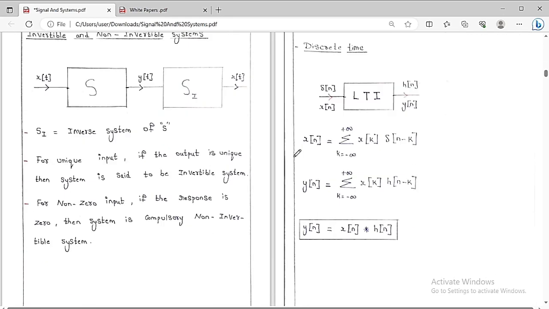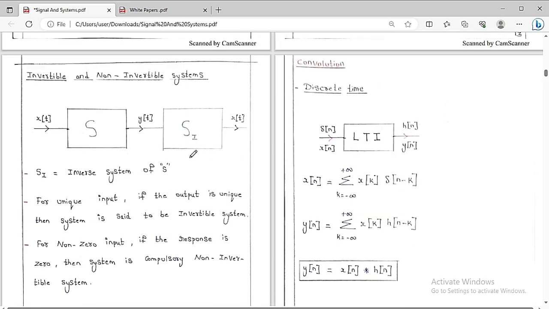There is one more system property, which is invertible and non-invertible systems. This is the last property regarding systems that we are going to discuss in detail. Listen carefully. Suppose there is some system. For this system I give the input x(t), and I get the output y(t). Now I give this y(t) to an invertible system, and I should get back the input x(t).